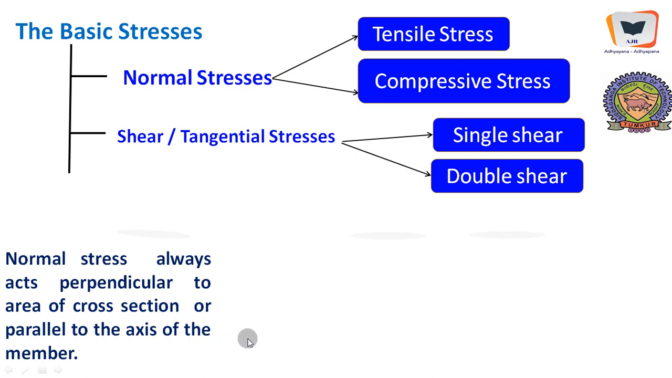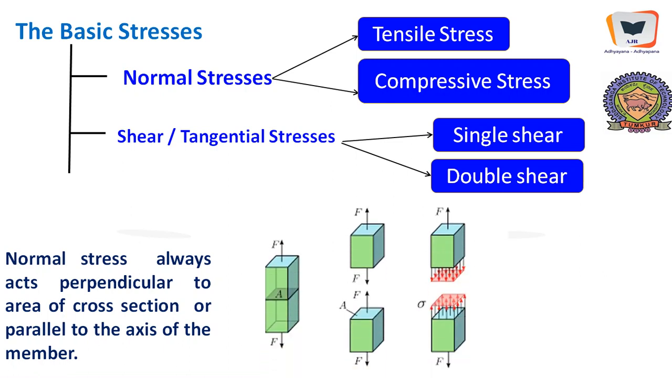member. It so happens that if we do not define it, any stress will normally be the normal stress. The normal stress will always act perpendicular to the area of cross section, or it will always act along the line of action of the applied force. And here is a member which is subjected to, say, a force going away, that is tensile force, and this is the area of cross section.